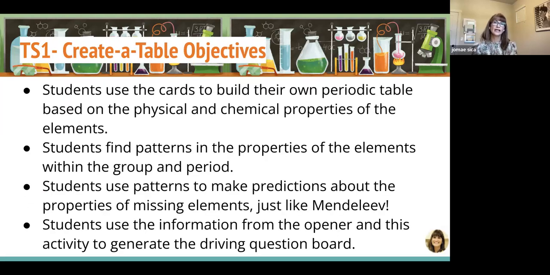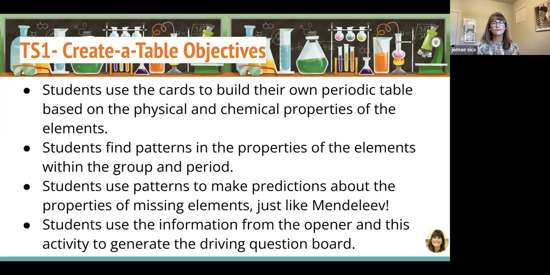The objectives with the create a table part of the unit opener is that students are going to use cards to build their own periodic table based on the physical and chemical properties of the elements, just like Mendeleev did. They're going to find patterns in the properties of the elements within the group first, and then within a period. And then students will use those patterns to make a prediction of a missing element. So there is still a missing element, as there was before.